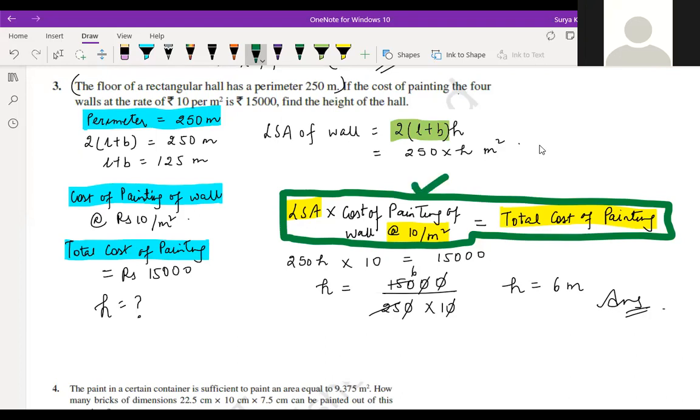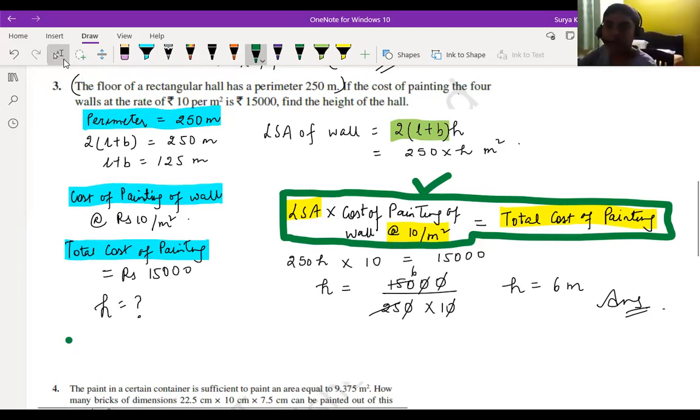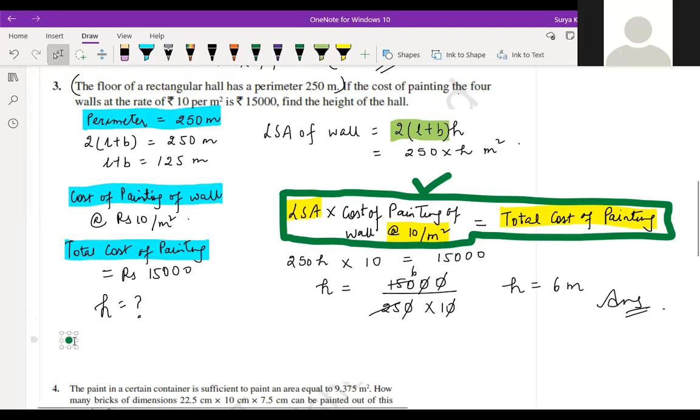Why am I asking you this question? Because you can at least correlate what is going on over here. Understood? What we have done here. Is it clear to everyone? Yes, sir. Just moving to the next question.